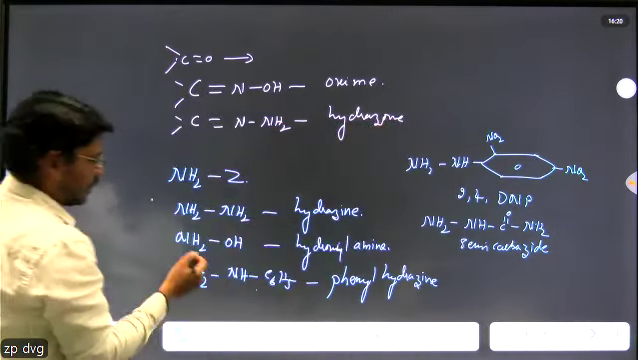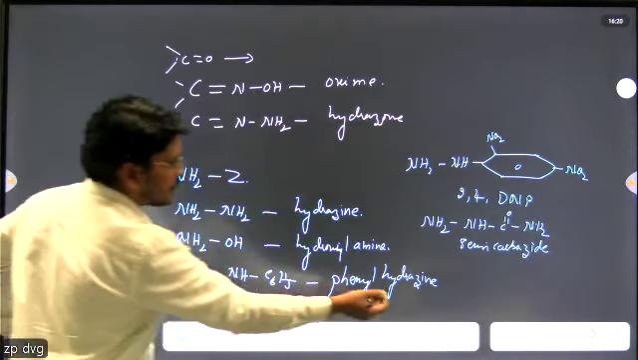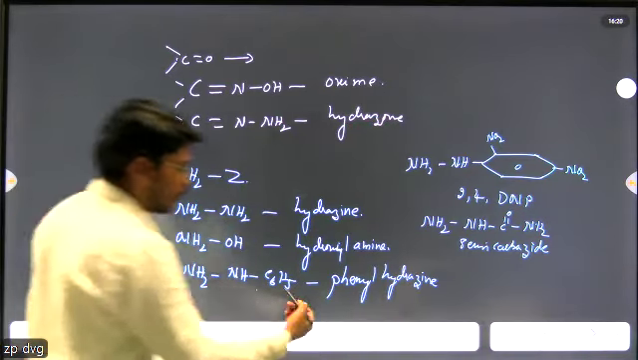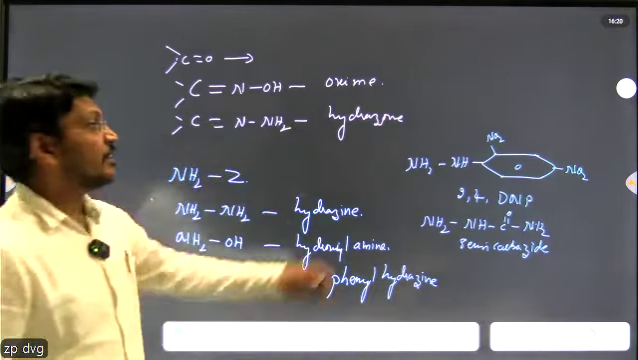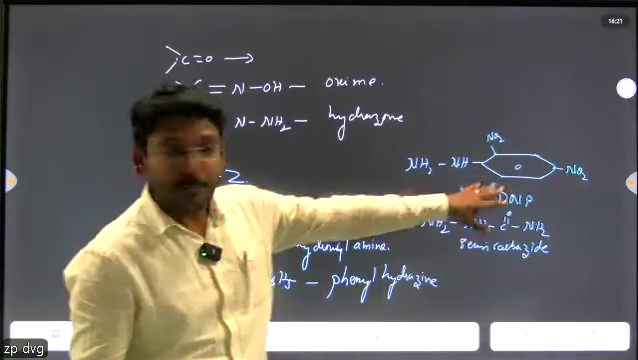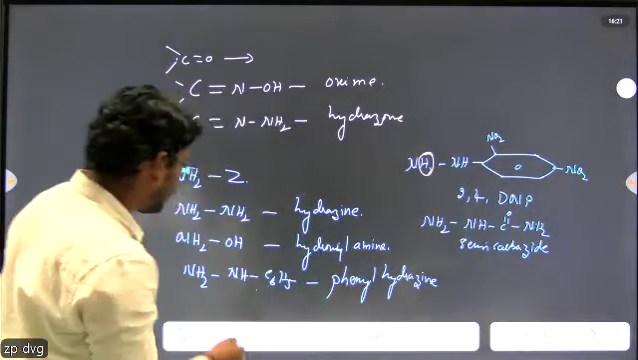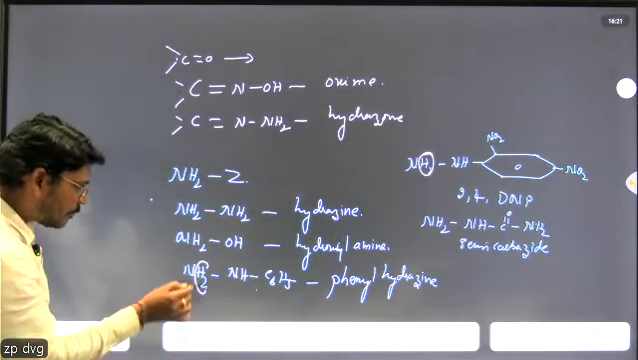In the same way, if you use phenylhydrazine, when it reacts with carbonyl compounds, aldehyde or ketone, definitely we get a phenylhydrazone. When this reacts with 2,4-DNP, removal of a water molecule takes place. This hydrogen is completely removed. Here also, the same, this hydrogen is removed.